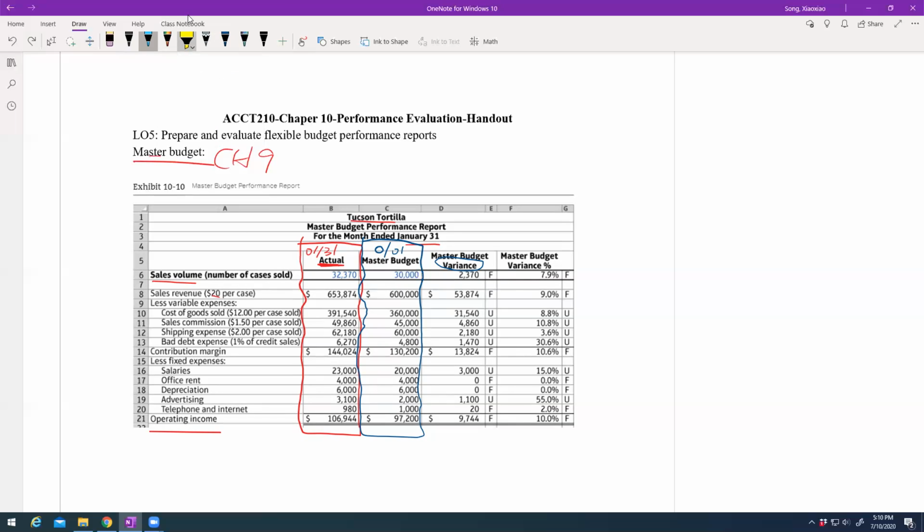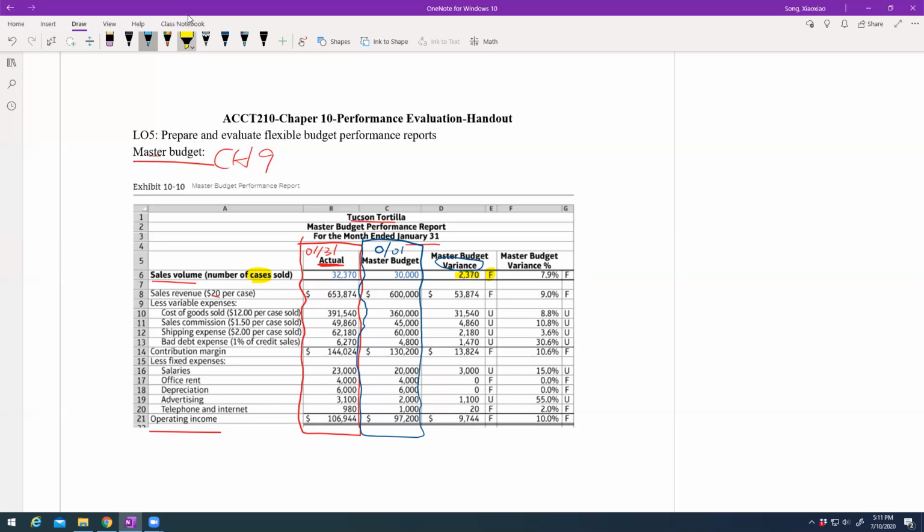So you budgeted, you thought you would sell 30,000 units, but actually you sold more. You sold 32,370 units. So this is the number of units you sold. You sold more units than the budget, so the variance is 2,370. Will this increase your operating income, yes or no? Yeah, right? You sell more, you will have more revenue. So that's why we have this favorable.